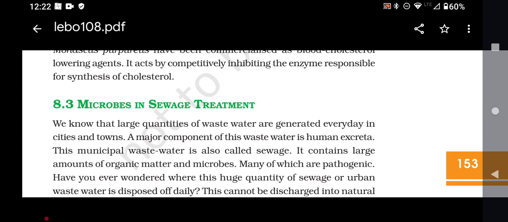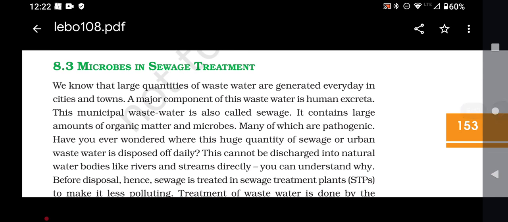Microbes in sewage treatment. We know that large quantities of wastewater are generated every day in cities and towns. A major component of this wastewater is human excreta. This municipal waste water is also called sewage. It contains a large amount of organic matter and microbes, many of which are pathogenic.